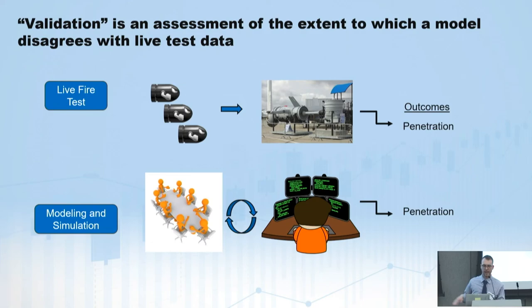We would create a computer model and iterate on that computer model, but at the end of the day, we compare the live test and the computer model. They both output some penetration measures. We would compare those penetration measures and make some sort of statistical assessment about how good the model is. And that's what we call validation.